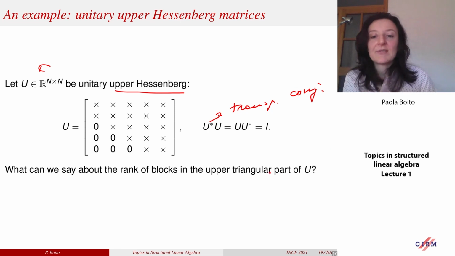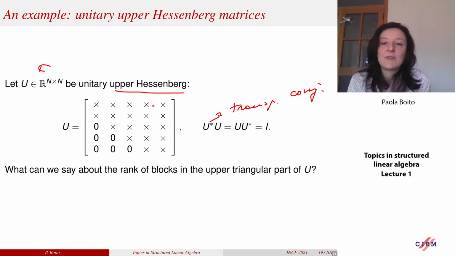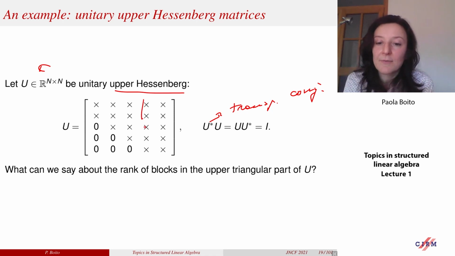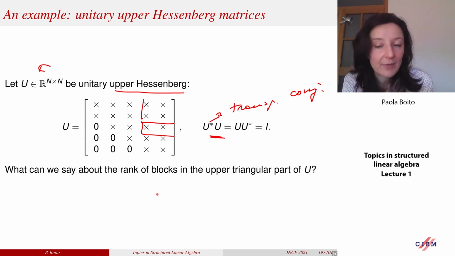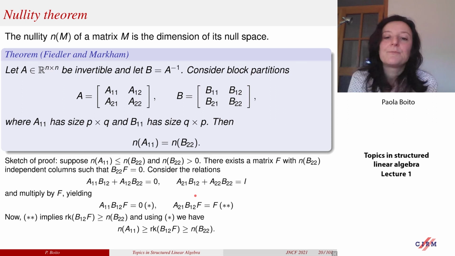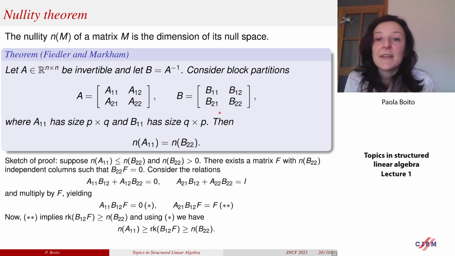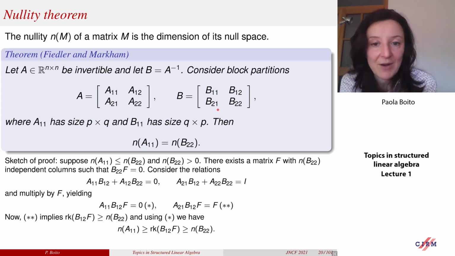So what can we say? Clearly there's a sparsity pattern here, but what can we say about the ranks of blocks taken from the upper triangular part of this matrix? In fact, upper Hessenberg structure in itself says nothing about these ranks, but if we add this condition, we can say something more. So here the nullity theorem will come to our aid.